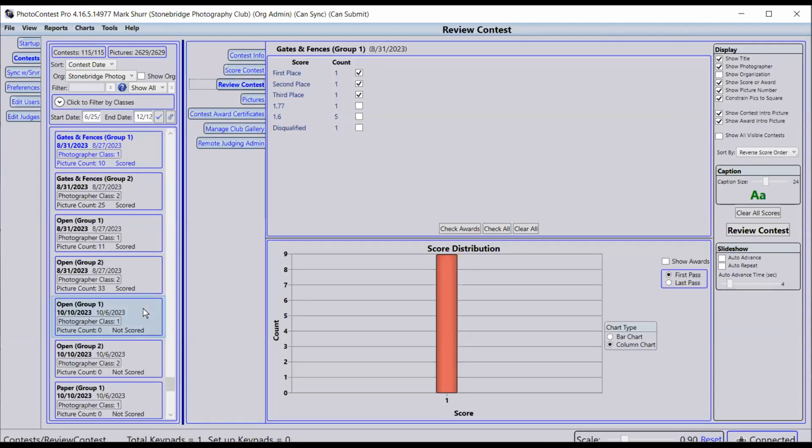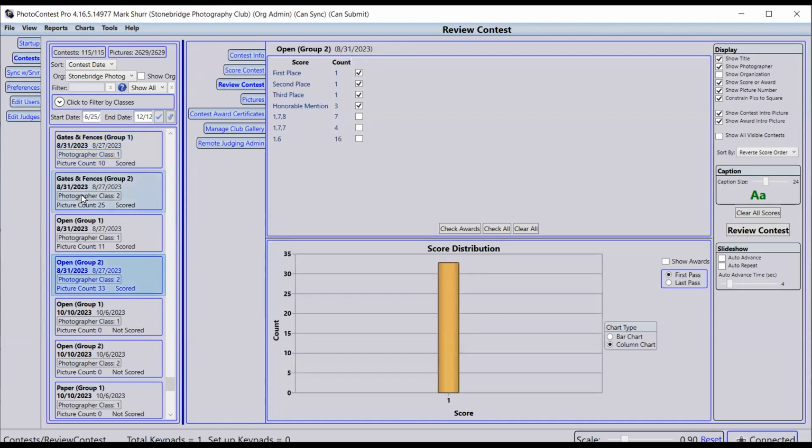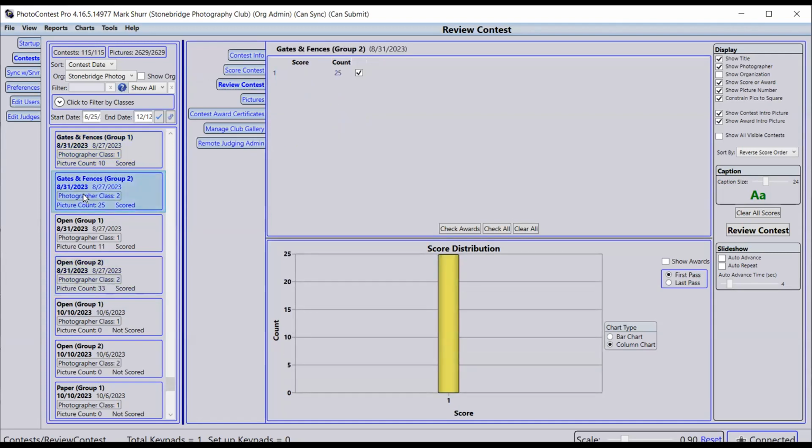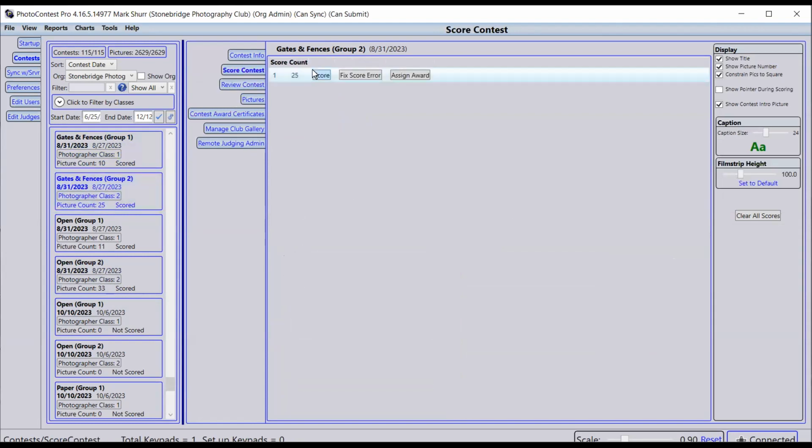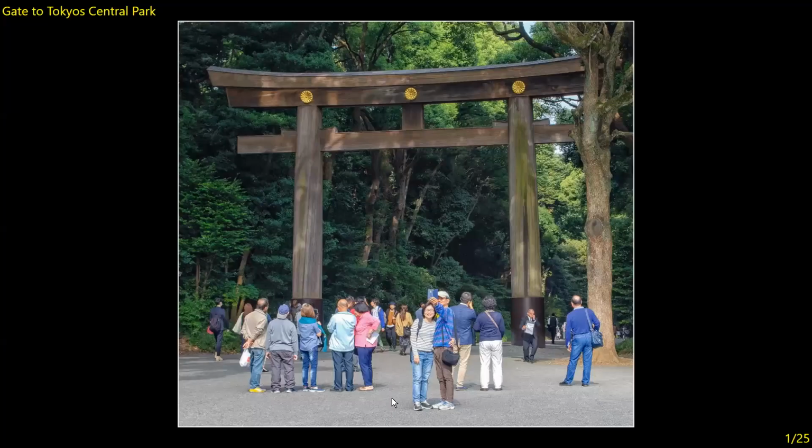Okay, now we're going to wrap it up with Gates and Fences Group 2. Group 2. Yeah, 25. Okay. Gates to Tokyo's Central Park.